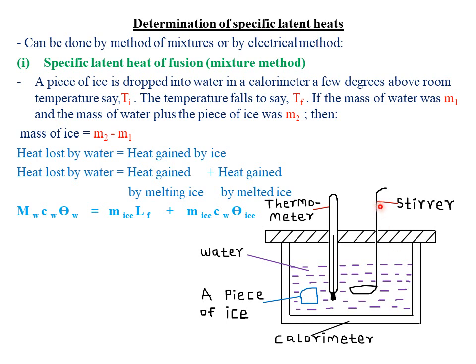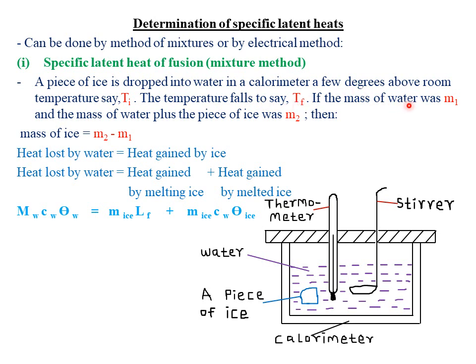Then of course the purpose of the stirrer is simply to ensure that there is uniform temperature, that is to ensure that the melted ice and the water mix properly so that we have a uniform final temperature. Then of course the thermometer is simply for detecting any temperature changes, also for measuring the final temperature and the initial temperature of both the ice and the water. So a piece of ice is dropped into water in a calorimeter a few degrees above the room temperature, say T initial. Then the temperature falls to say T final, that is TF.